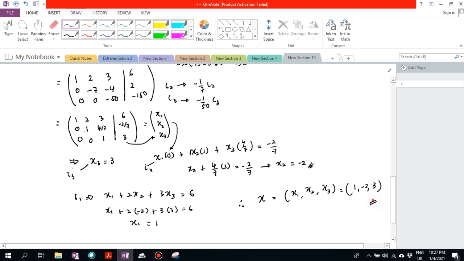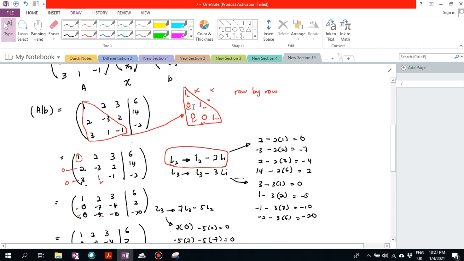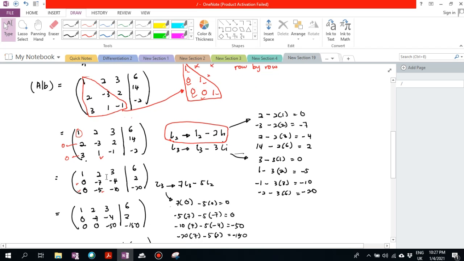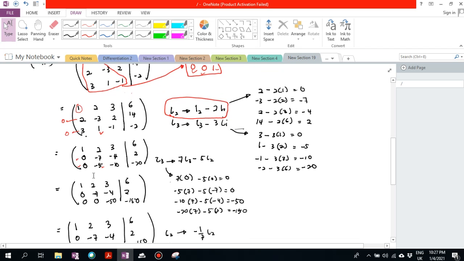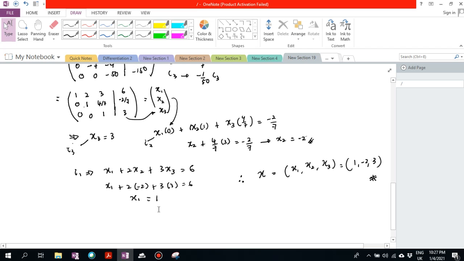So this is how Gauss elimination works. The main objective is that you need to eliminate the matrix into this form. You need to eliminate row by row, so then you can get it in terms of this form, and then you can start to answer the questions.